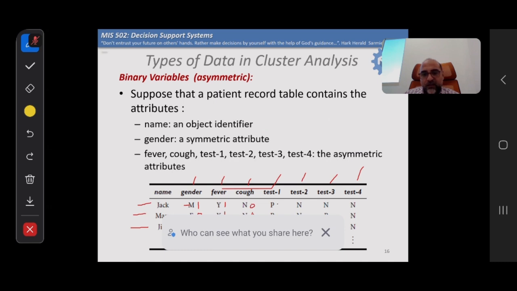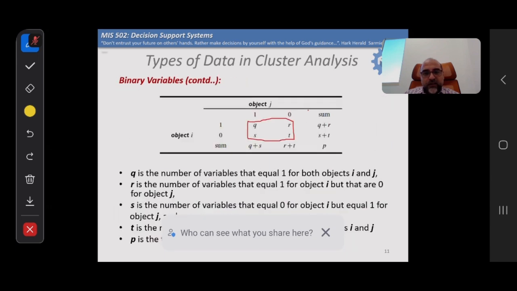I think it's very easy to see why I'm putting positive as 1, negative as 0. So 0, 0, 0, all negative. Test 2 came negative for Jack, Mary, and Jim. Test 3 came negative for Jack, positive for Mary, and negative for Jim. And then 0, 0, 0.